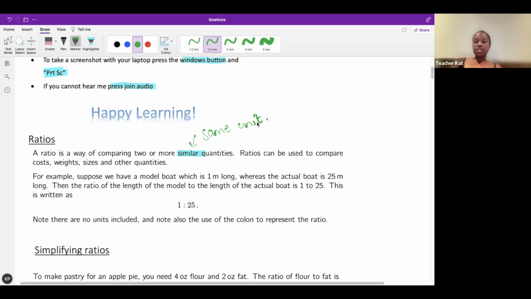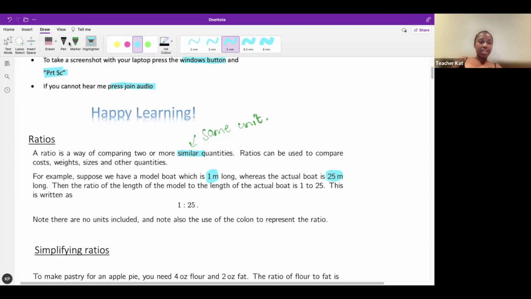Suppose we have a model boat. That's one of those small boats that show you what the actual big boat looks like. And the length of this boat is 1 meter. So this small boat is 1 meter long. So it's not necessarily this small, maybe it's like that small. Whereas the actual boat that this model is representing is 25 meters long.